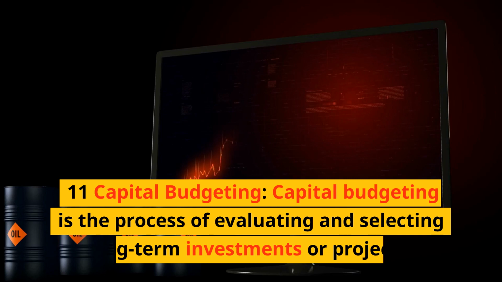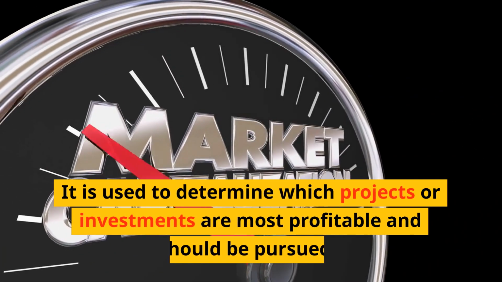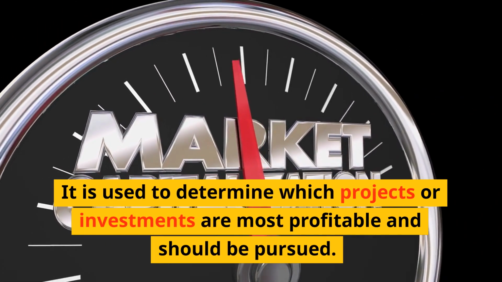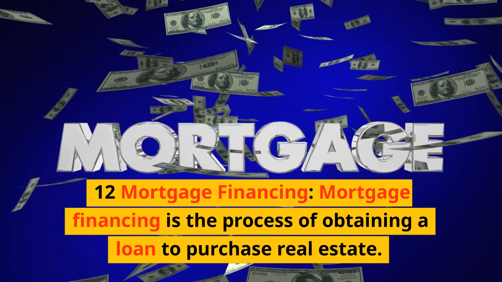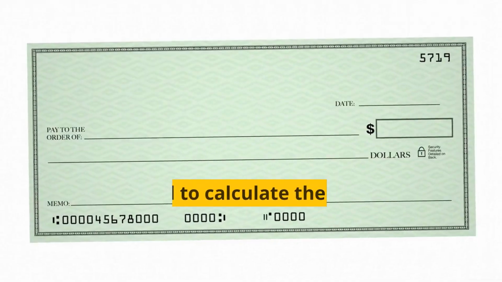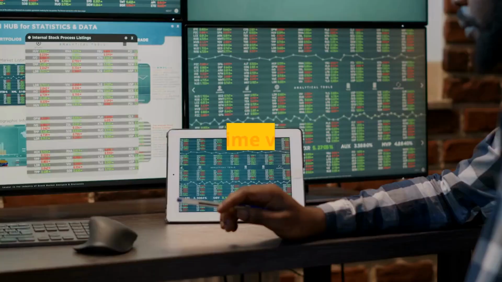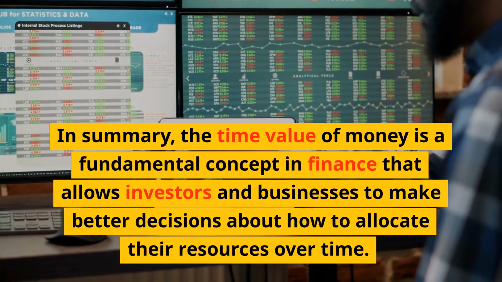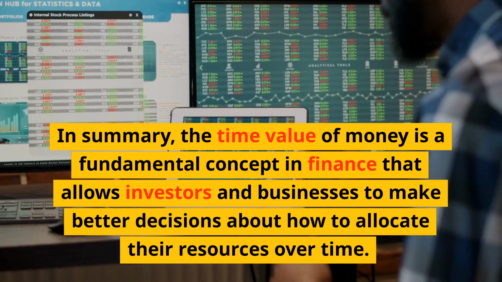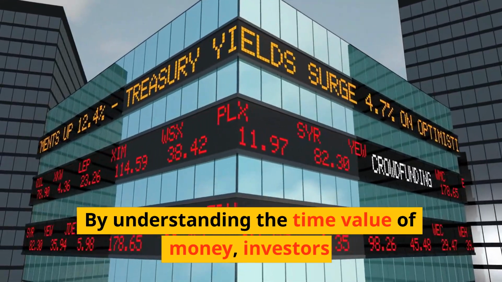11. Capital budgeting is the process of evaluating and selecting long-term investments or projects. It is used to determine which projects or investments are most profitable and should be pursued. 12. Mortgage financing is the process of obtaining a loan to purchase real estate. It is used to calculate the monthly payments and total interest paid over the life of the loan. In summary, the time value of money is a fundamental concept in finance that allows investors and businesses to make better decisions about how to allocate their resources over time. By understanding the time value of money, investors.